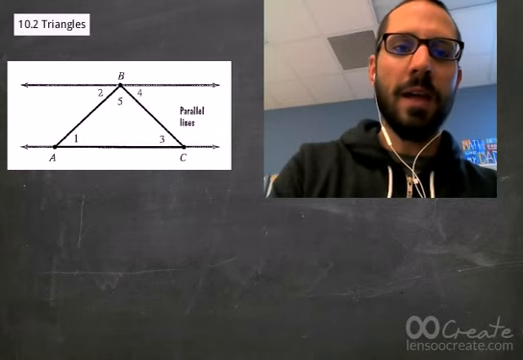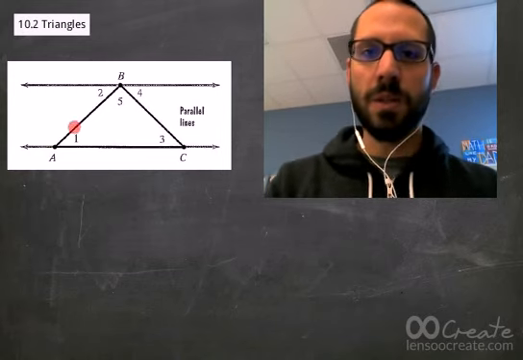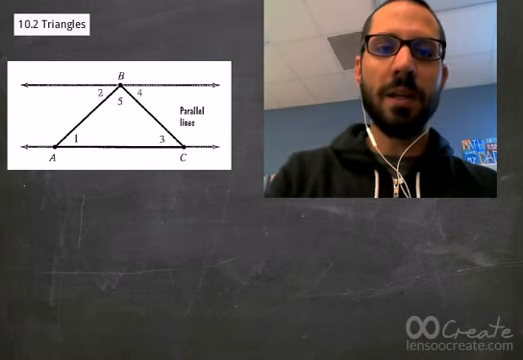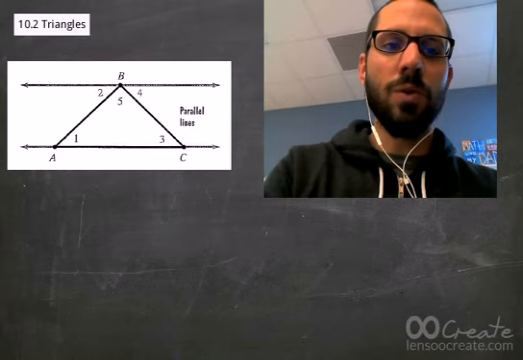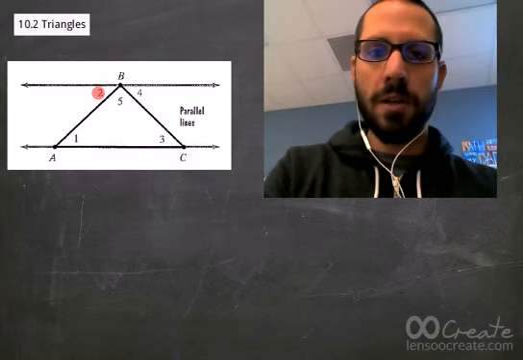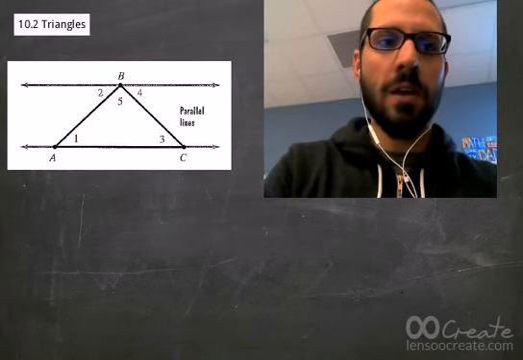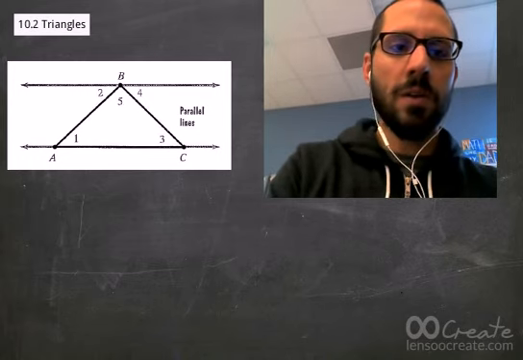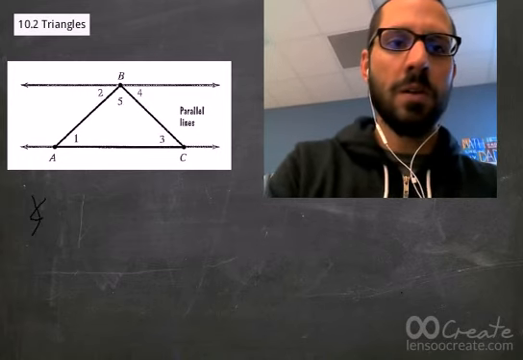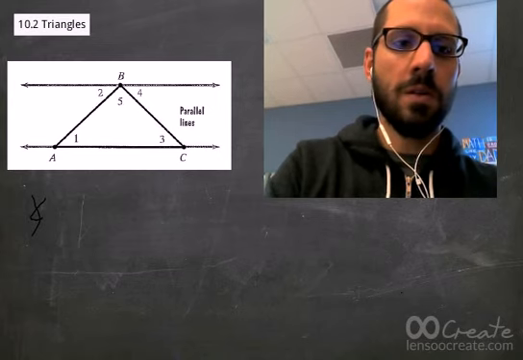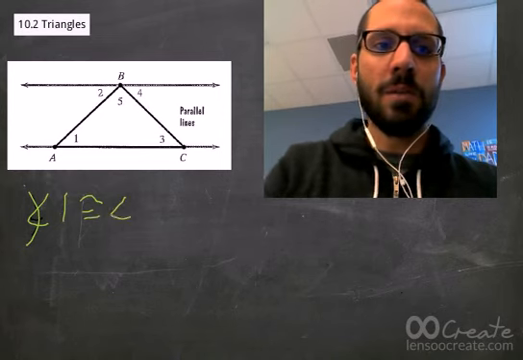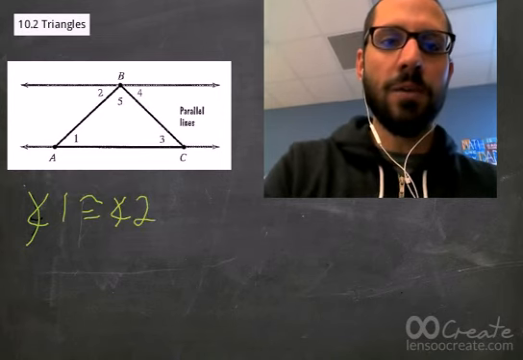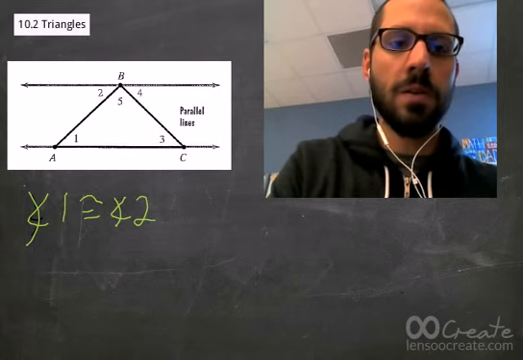When the lines are parallel, some of the angle relationships they create that we talked about in 10.1 end up being congruent angles. Angle 1 and angle 2 are alternate interior angles, and they would be congruent. Similar over here, angle 3 and 4 are alternate interior, they would be congruent.